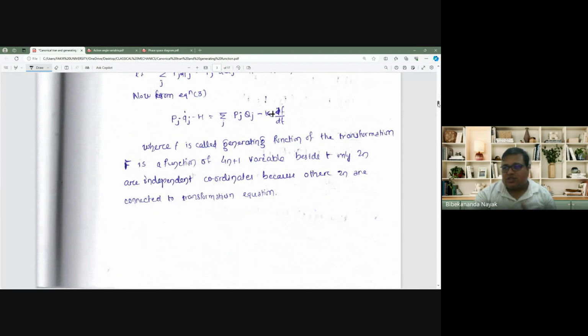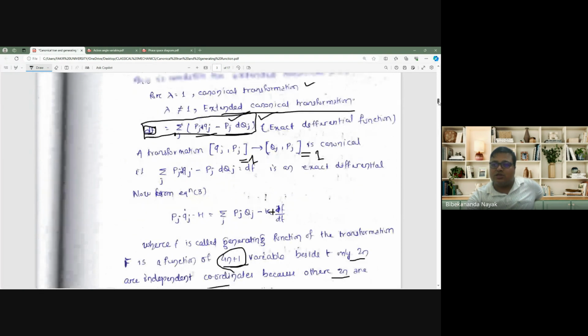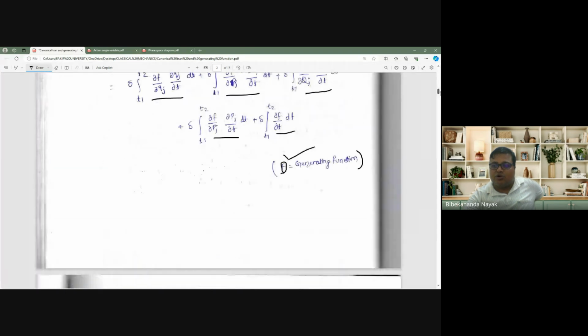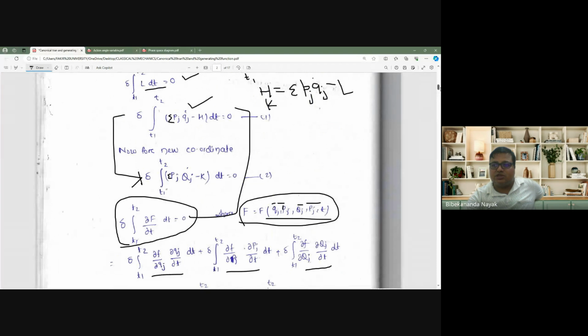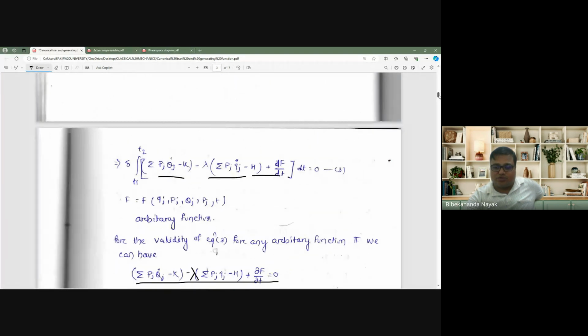Where f is called the generating function of the transformation, and f is a function of 4n plus 1 variables: n small qj, n small pj, n capital Qj, n capital Pj, and t. So it is a function of 4n plus 1 variables, of which only 2n are independent coordinates, because the other 2n are connected by the transformation equations. We have the transformation equations: capital Qj, capital Pj are functions of small qj and small pj. So there are 2n transformation equations.